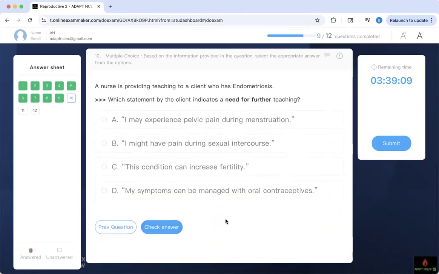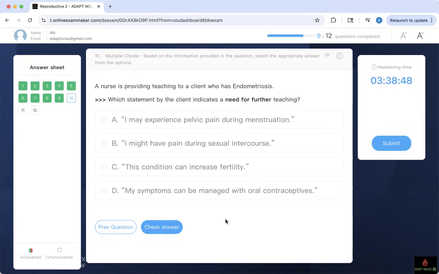And then she's providing teaching to a client who has what? Endometriosis. Which statement by the client indicates the need for further teaching? What is endometriosis? I may experience pelvic pain during menstruation. I might have pain during sexual intercourse. This condition can increase fertility. My symptoms can be managed with oral contraception.